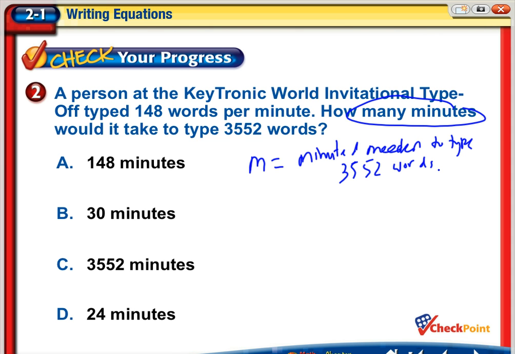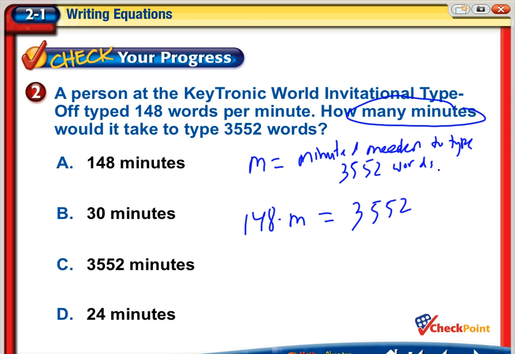And then I know that if I type 148 words per minute, after 2 minutes, I can type almost close to 300 words, right? After 3 minutes, after 4 minutes. So I see the pattern that every time I want to find out the exact minutes, I multiply by the minute, isn't it? That should equal to, how many words do I need to type?